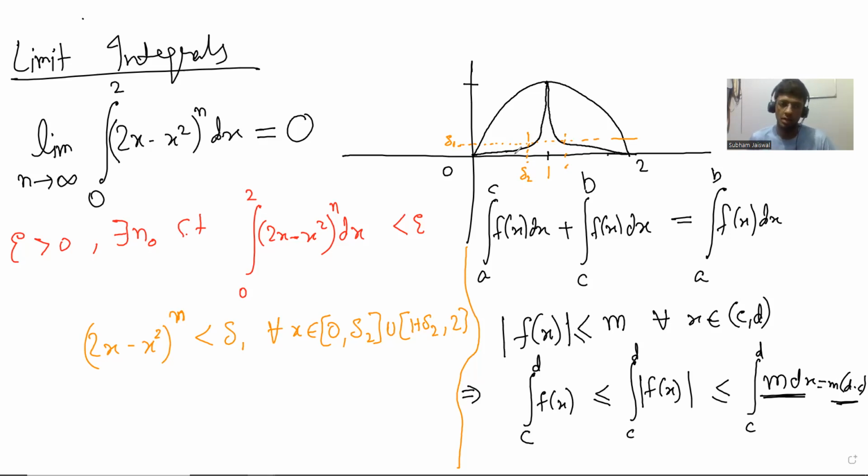Now this is just algebra. There is no calculus here. You just have to find the n large enough so that this quantity becomes less than delta 1?